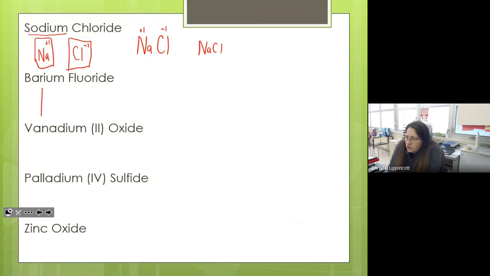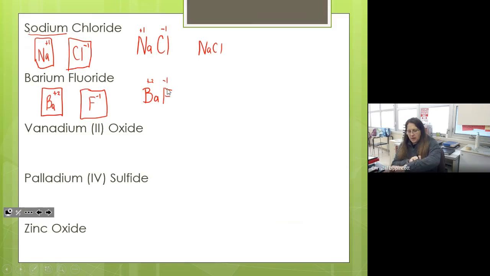Now let's turn our attention to barium. Barium is in the second column towards the bottom. It has a +2 charge. And then fluorine is a -1 charge. It's right above where your chlorine was. So we're going to write out those symbols, Ba. I'm going to put my +2 up here. And my fluorine is going to go down here. And that has a -1 charge.